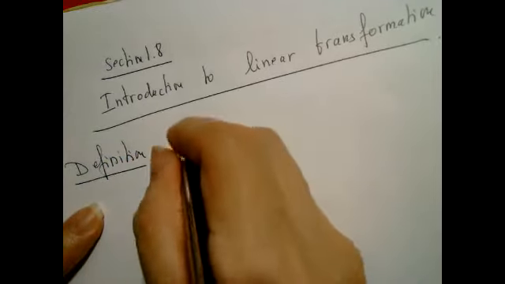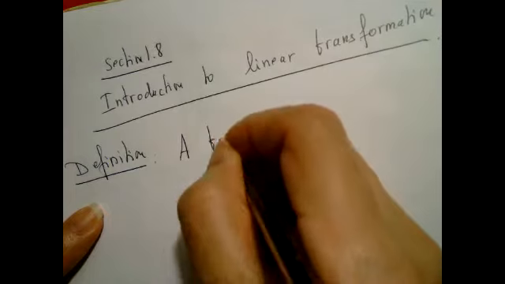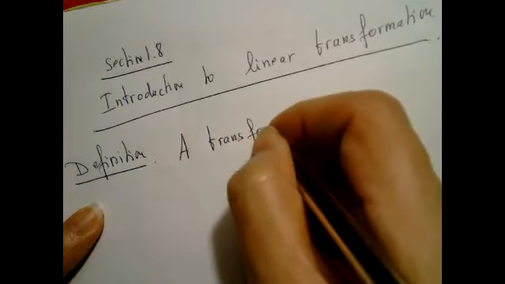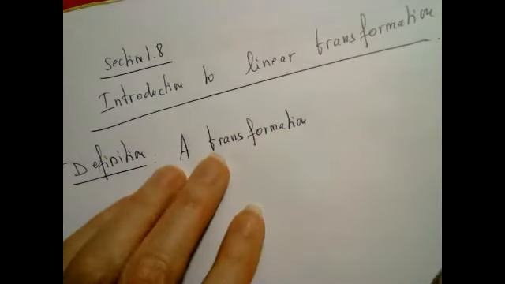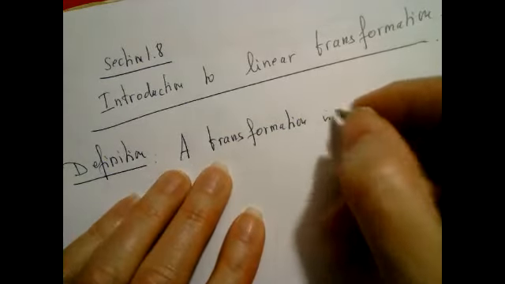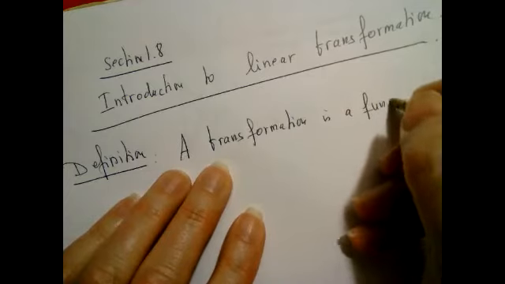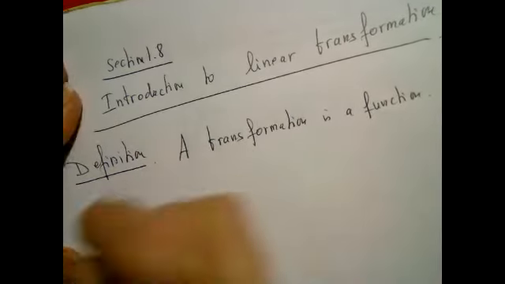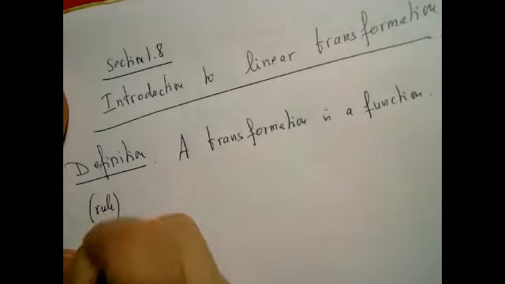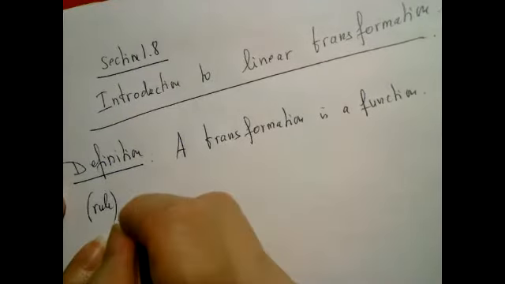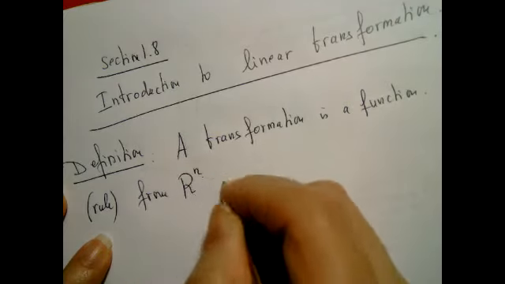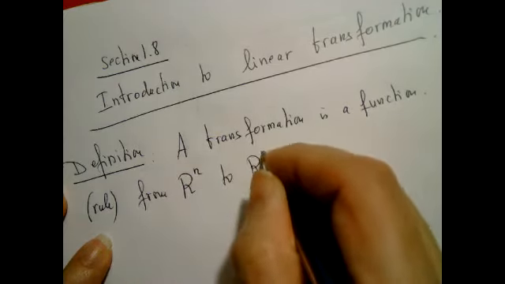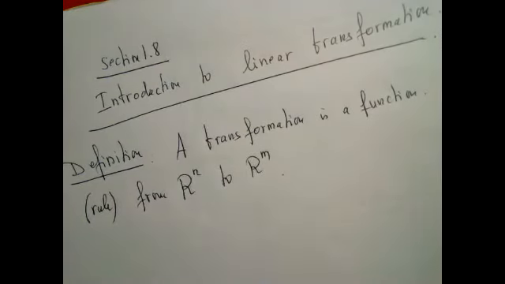A transformation T, as I said, means a function, it means a rule. You give it an input, it gives you an output. A transformation is a function or a rule. That's what a function is. But it takes its input from Rn to Rm. So the input is a vector in Rn, the output is a vector in Rm.